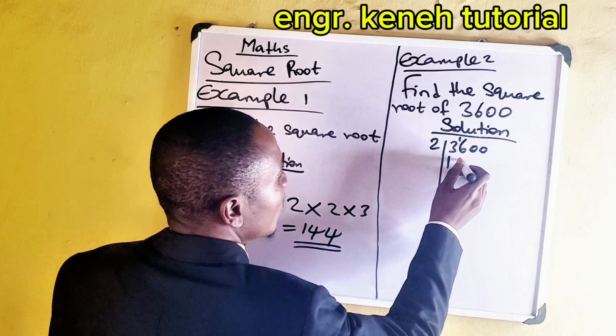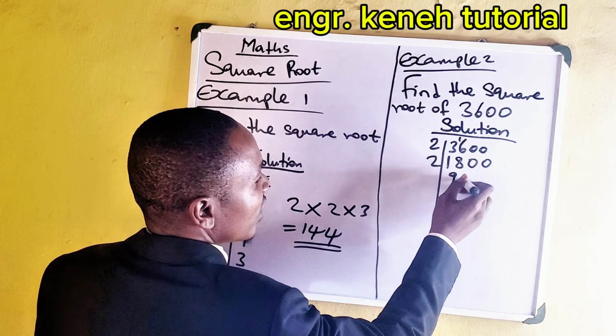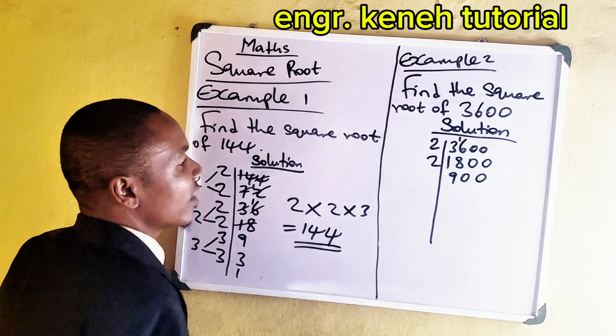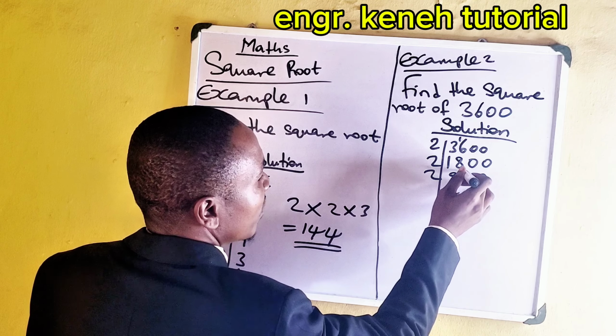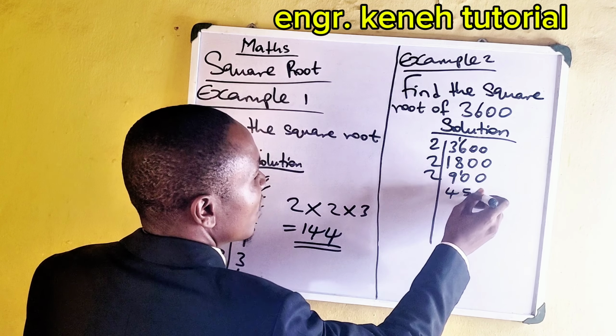Still an even number. 2 can divide. When 2 divides 18, it will give us 9. Dividing 0, it will give us 0. Dividing 0, we have 0 like this. Alright, still an even number. 2 can divide. When 2 divides 9, it will give us 4. Remainder 1. Put 1 here. When 2 divides 10, it will give us 5. Dividing 0, we have like this.